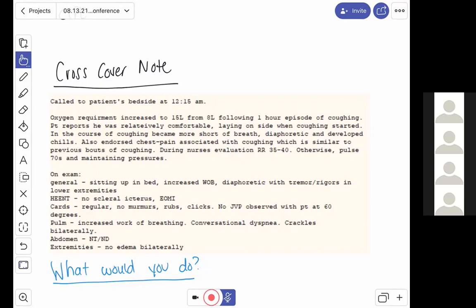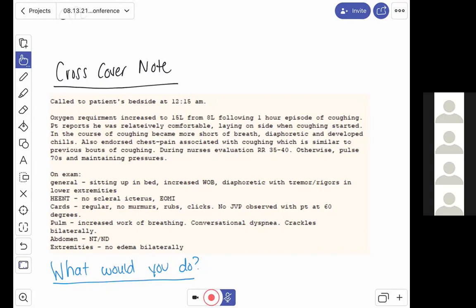The patient says he was comfortable. He was laying on his side. The coughing started. As he started coughing, he became more short of breath, more diaphoretic. He developed the chills. He was having the same chest pain that he came in with when he was coughing. And then during this whole episode, his respiratory rate was up in the 30s to 40s. Pulse was fine. Pressures were fine.